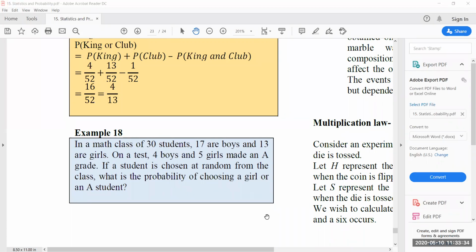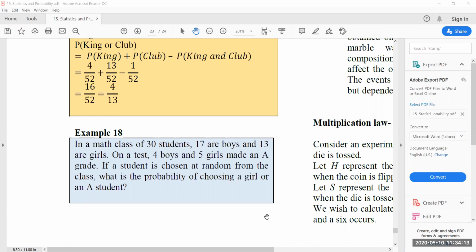The probability of choosing a girl. 5 out of 13. Choosing a girl? No. The probability of choosing a girl is 13 out of 30. Yeah, so 13 divided by 30. And what is the probability of choosing a boy? 17 over 30. Correct.